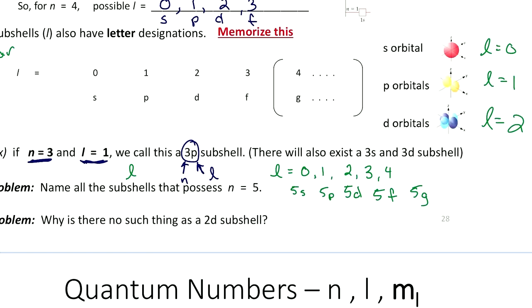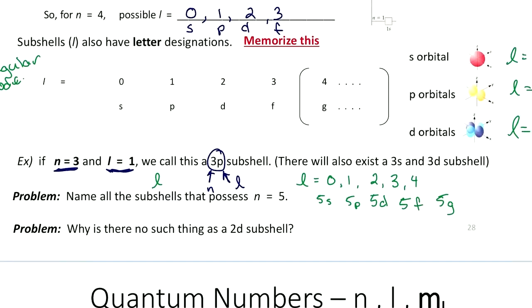Okay, so those are all the possible subshells in an n equals 5. Let's look at this next problem. Why is there no such thing as a 2D subshell? Let's break this apart. The 2 indicates what quantum number? N, yes, that's the n value.